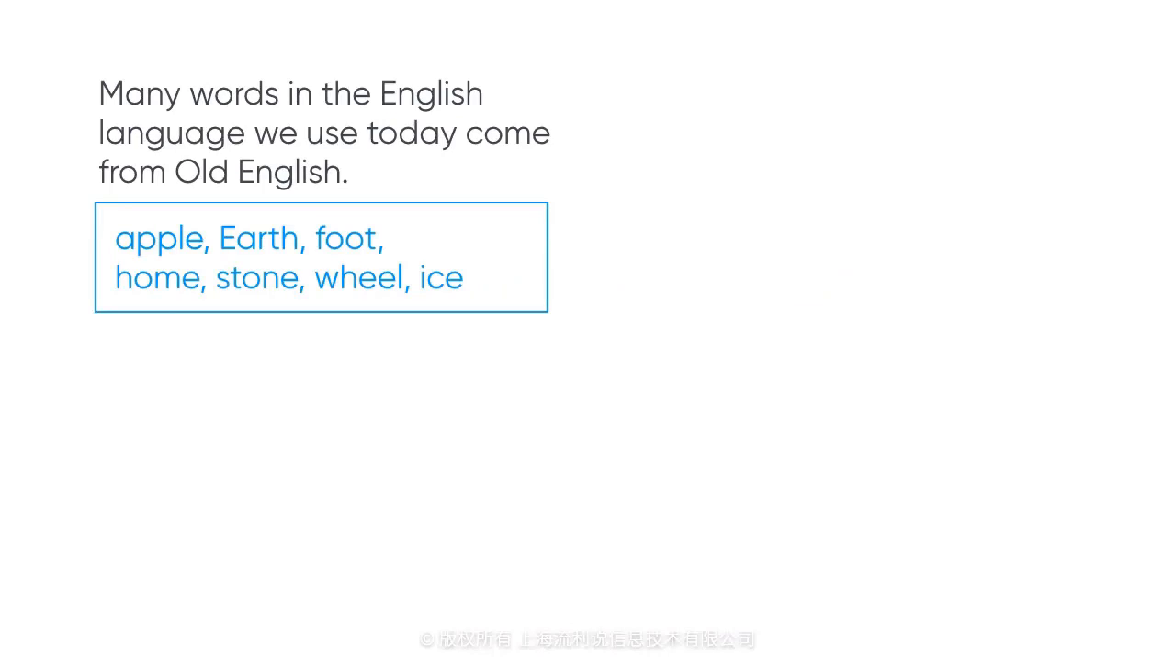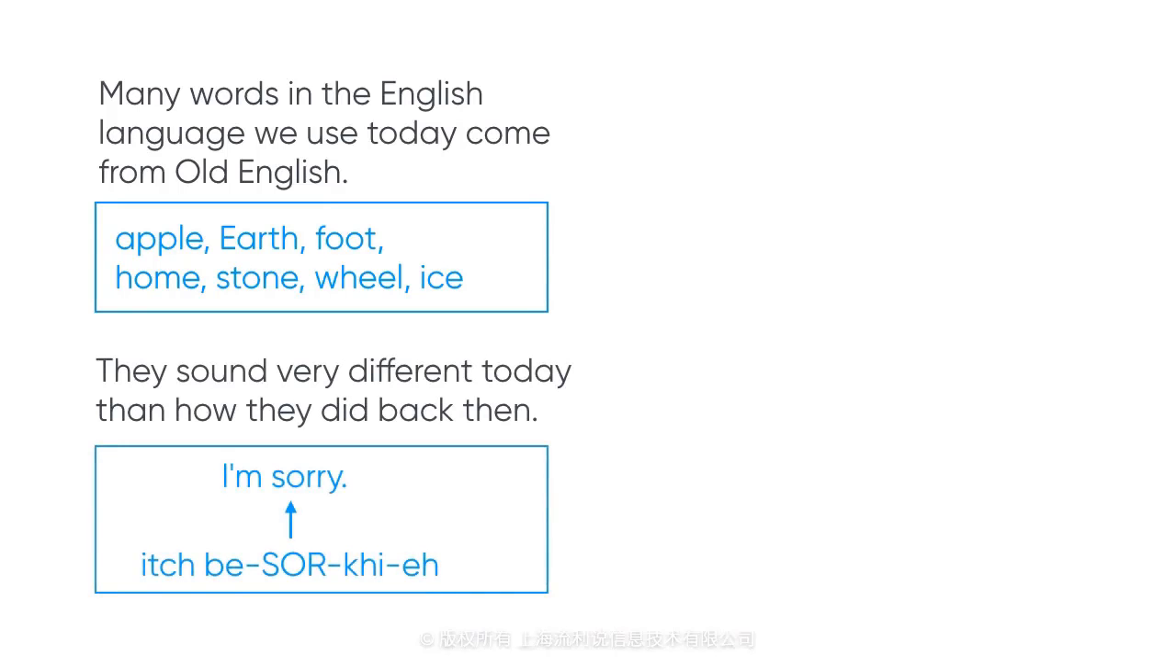Many words in the English language we use today come from Old English. Examples include apple, earth, foot, home, stone, wheel, ice, and many more. Many nouns found in England between the years 500 and 1000 come from this time. While these words may seem perfectly normal, they sound very different today than how they did back then. For example, to say, I'm sorry, you would say, Ich besorge.